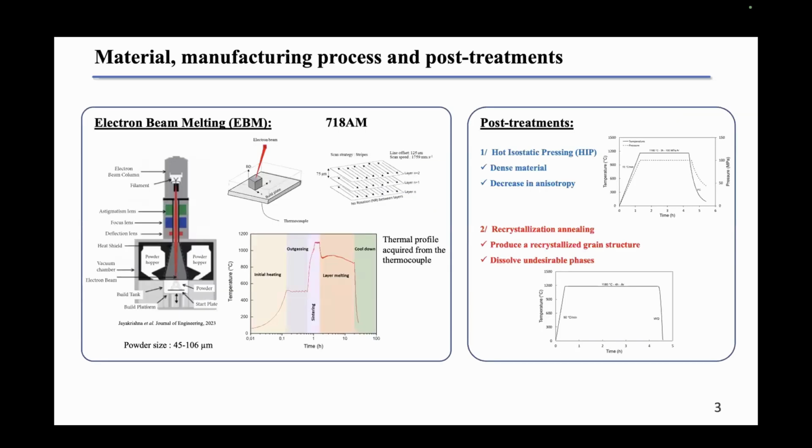So the material studied is Inconel 718 alloy produced by additive manufacturing, and more precisely by the electron beam melting method. This process is shortly described on this slide. And the as-printed parts are subjected to different post-treatments. So first, a hot isostatic pressing treatment, followed by a recrystallization and annealing heat treatment. So we have three different conditions: as-printed, HIPed, and recrystallized.